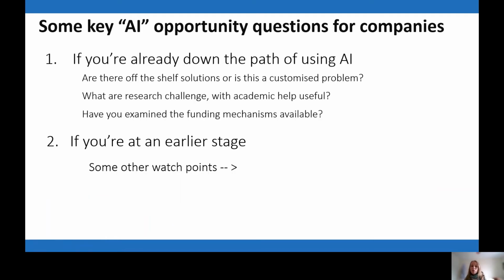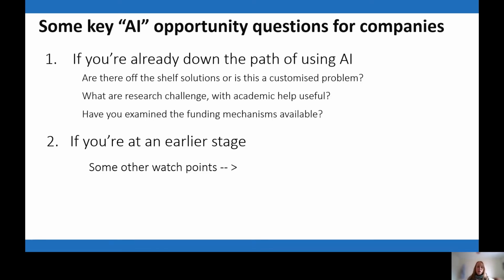Now, what I wanted to move on to next then was to look at some of the key AI opportunity questions for companies. And you know, when it comes down to it, people do a lot of reading around AI and all this magic of what it's going to be able to do. But it comes down to the pragmatic things of, as a company, what can it do for you in reality, while you also continue with your business in the real world problems of keeping your customers happy, paying your staff.